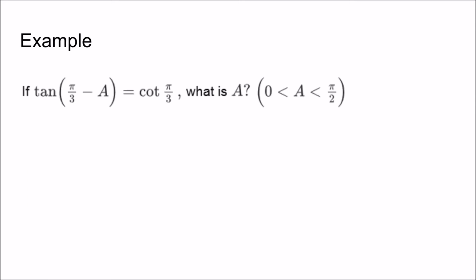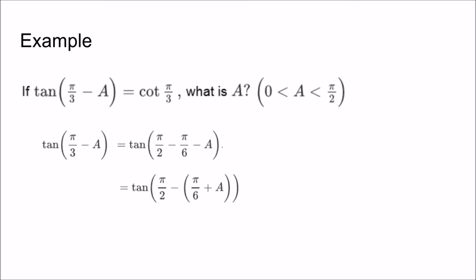Another example. If tangent of pi over 3 minus a is equal to cotangent of pi over 3, what is a? Given that a is an angle between 0 and pi over 2. So we can say that tangent of pi over 3 minus a is equal to tangent of pi over 2 minus pi over 6 minus a. So why am I putting this in this complicated form? That's because I want to put it in a cofunction format, which is tangent of pi over 2 minus some angle. And that some angle here is pi over 6 plus a, because we can take out the negative sign. And this is very important because this allows us to utilize the cofunction identities.